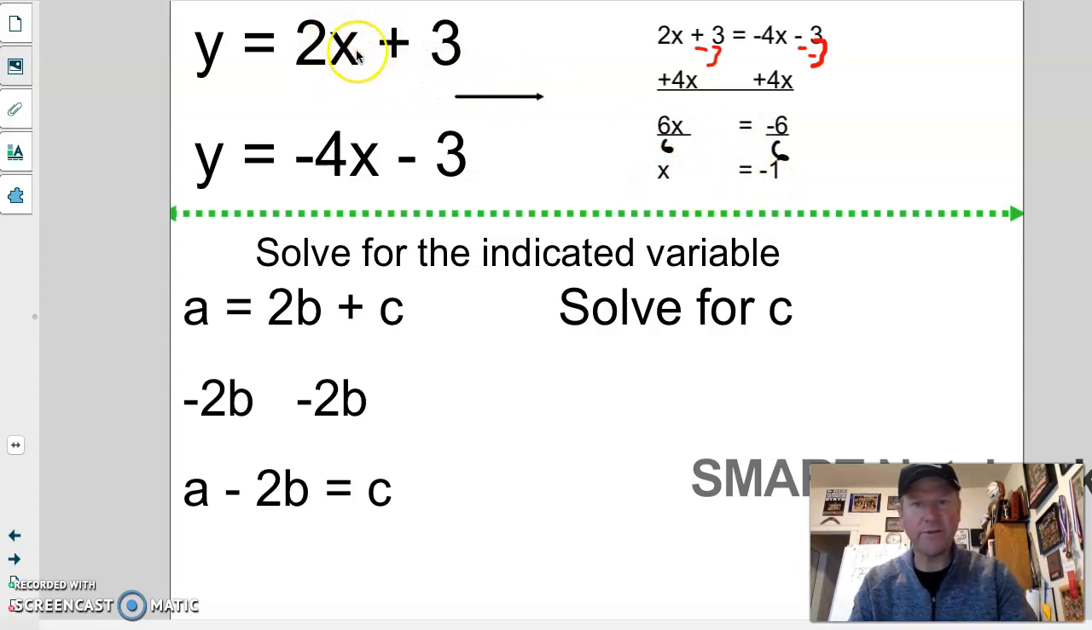You take that negative 1, put it in over here. 2 times negative 1 plus 3, or you could put it in right there, negative 4 times negative 1 minus 3. You still end up with the same thing, which is positive 1. So x would be negative 1, y would be positive 1.